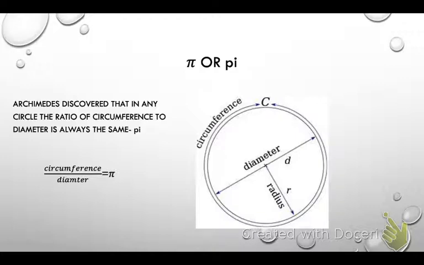So when I'm using these terms like circumference, you know that that's the distance around the circle. Diameter is from side to side. And radius is just from the center out to one side. So copy that down into your notebook so you have that in your notes.